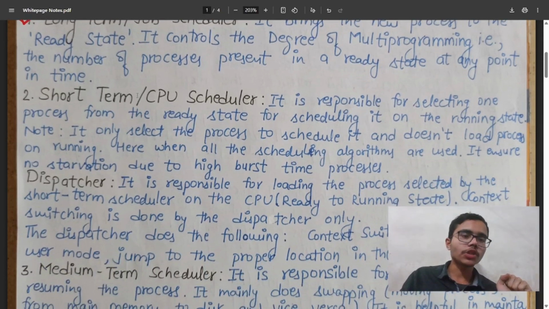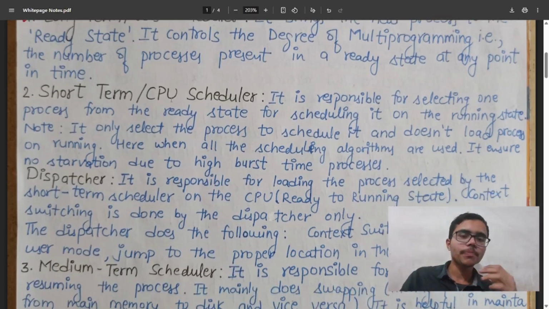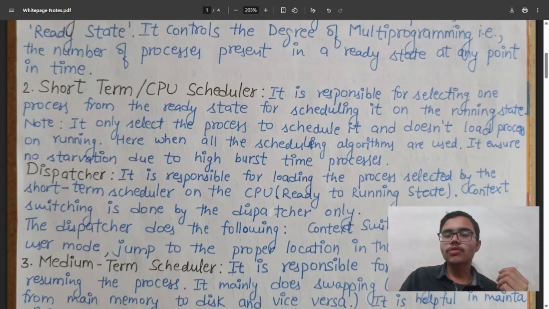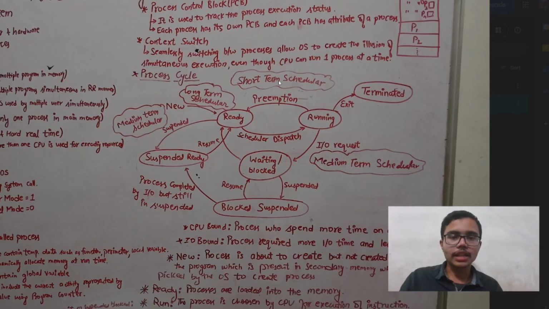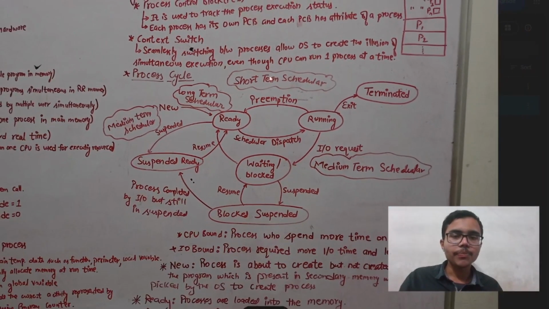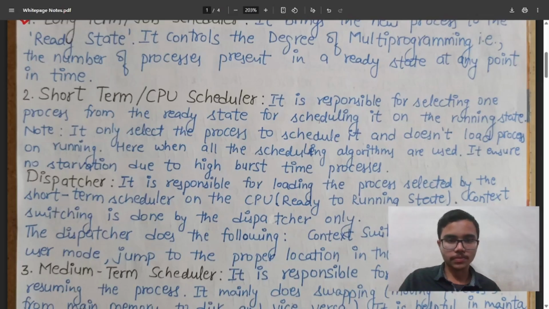In the short-term scheduler, what we have to know is that it is also known as the CPU scheduler. It is responsible for selecting one process from the ready state for scheduling it on the running state. Here I write short-term scheduler. What is the role of the short-term scheduler? It picks one process from the ready state and puts this process into the running state for execution.